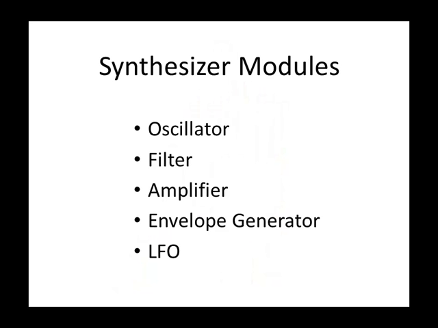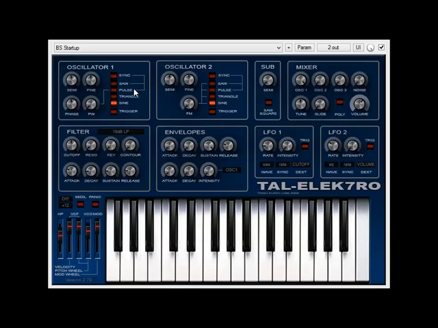Today I'll be demonstrating synthesizer modules, including the oscillator, filter, amplifier, envelope generator, and low-frequency oscillator. Today I'll be using a plugin from Togu Audio Line. This plugin has two main oscillators, two low-frequency oscillators, a filter, envelope generator, and a mixer to control the amplifier. It also has a keyboard so it can operate without a MIDI source.